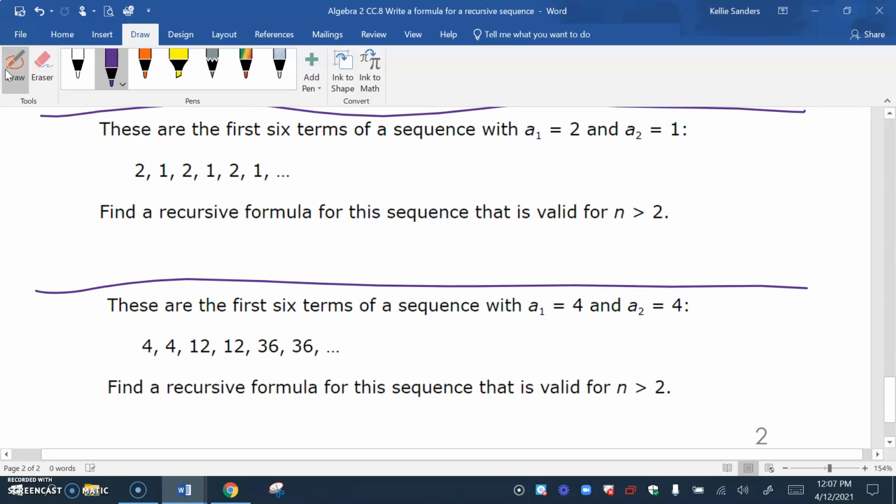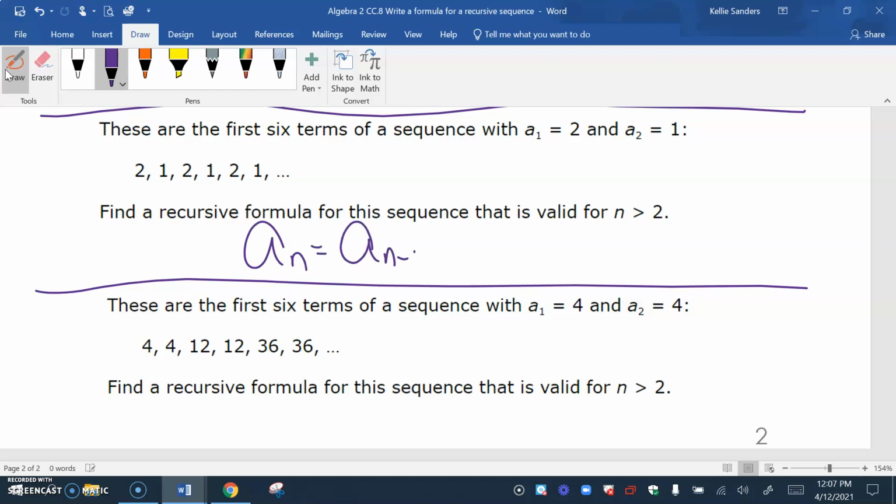2, 1, 2, 1, 2, 1. Okay, so it's just alternating. And to alternate means you're using the second term before the term that you're at.